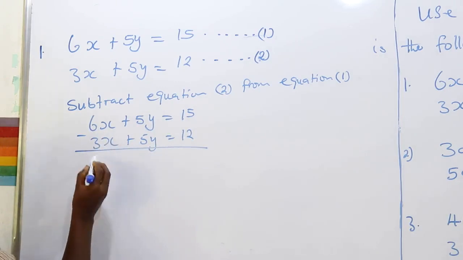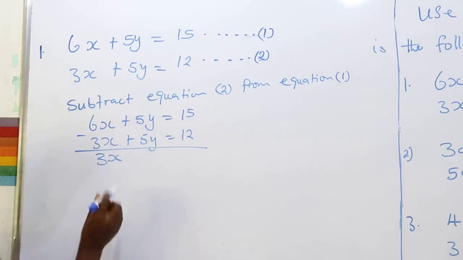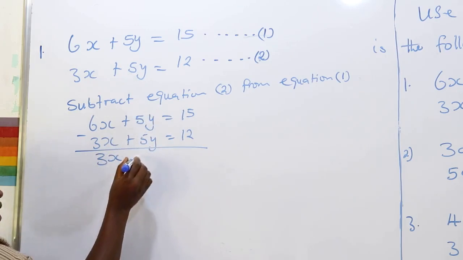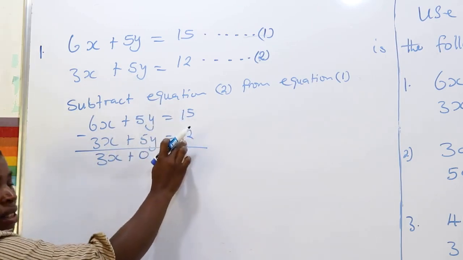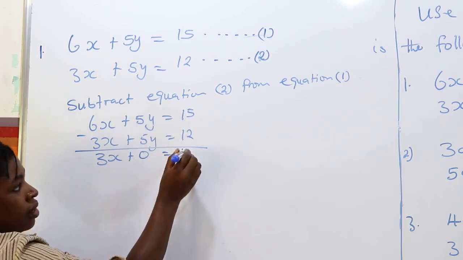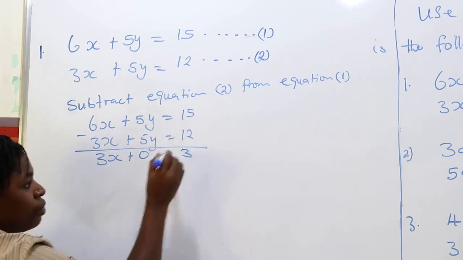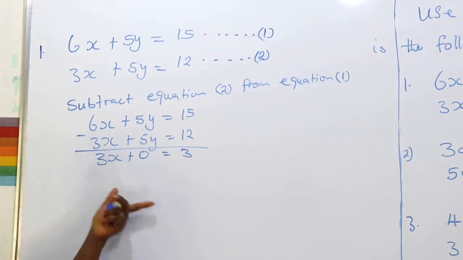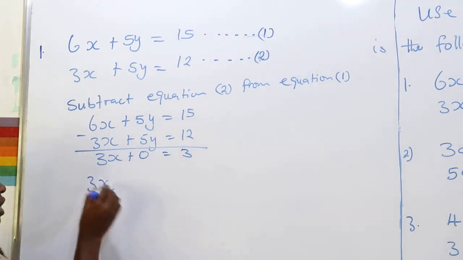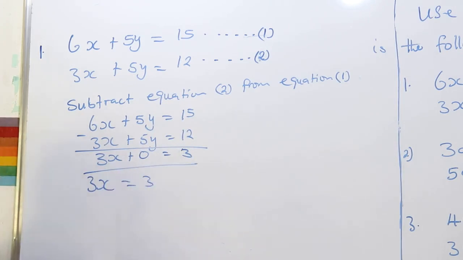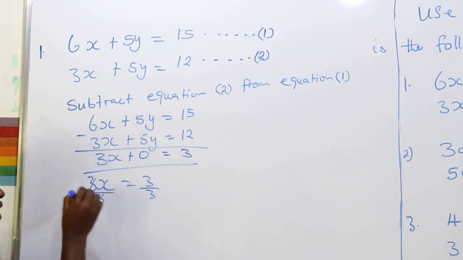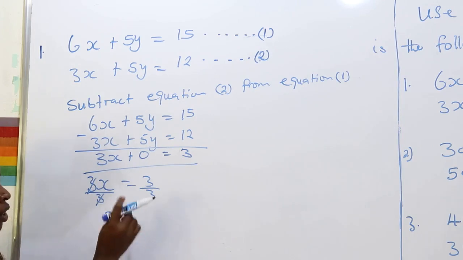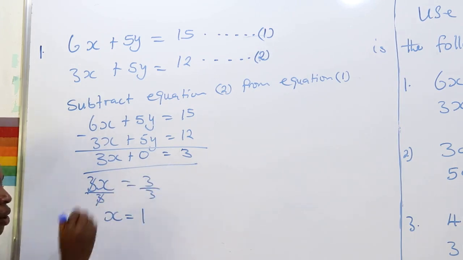6x minus 3x will give you 3x. Then 5y minus 5y is what? 0. Then equals to 15 minus 12 is what? 3. So now we have only one variable. So we have 3x is equals to 3. We are looking for x, so we divide both sides by 3. So 3 can cancel 3, then our x will be equals to 3 divided by 3, here is 1.